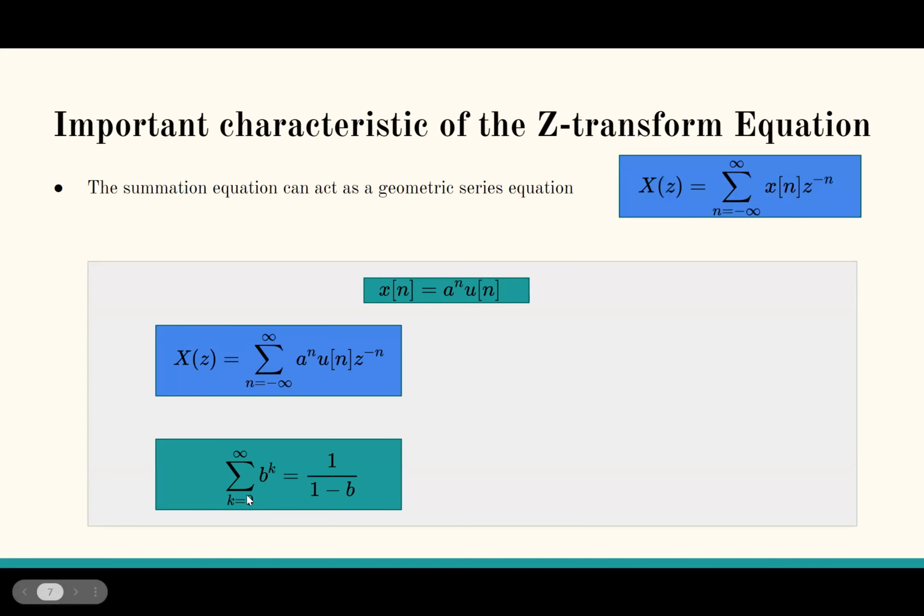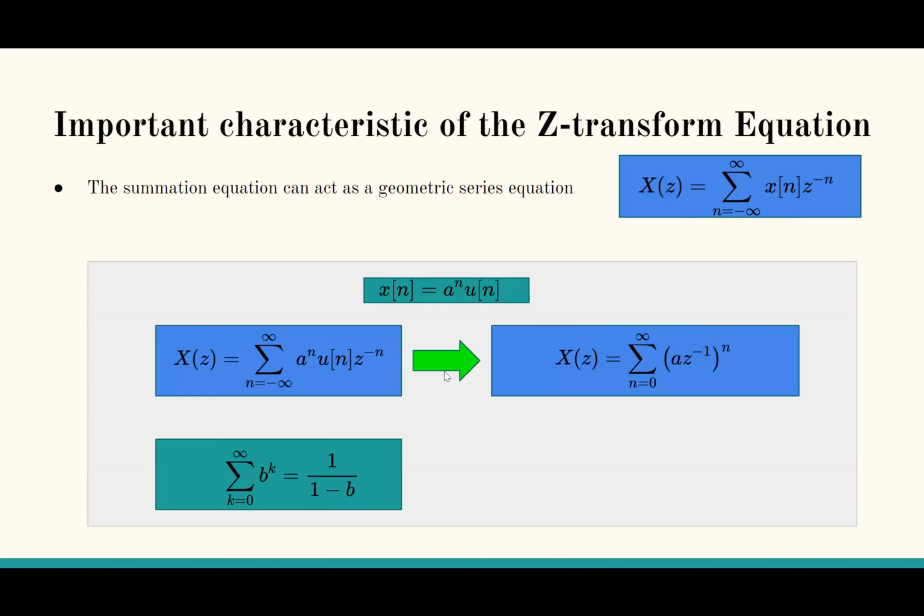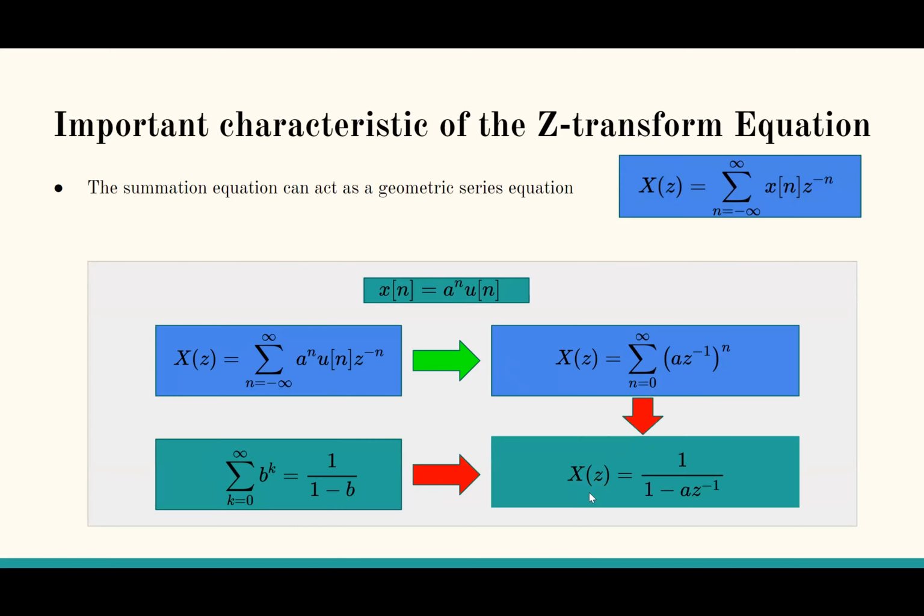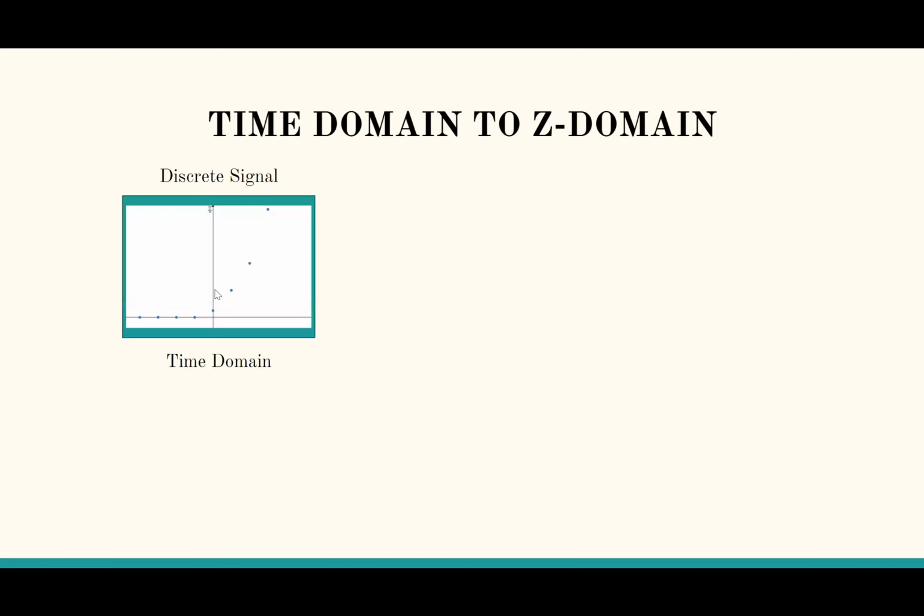So the summation is happening from 0 to infinity, which is where the unit step comes from. So we take the unit step, go from 0 to infinity, take the n and have it as a divided by z. So now we have a b, and we have this exact formula right here, and we get our z domain formula.